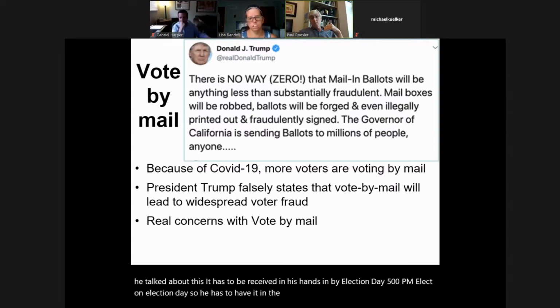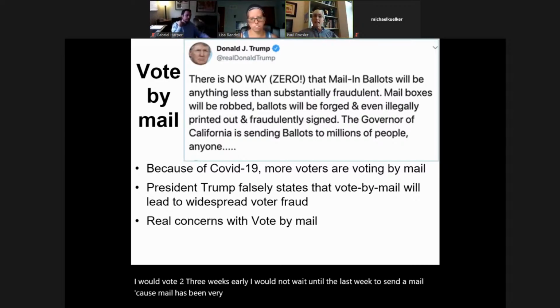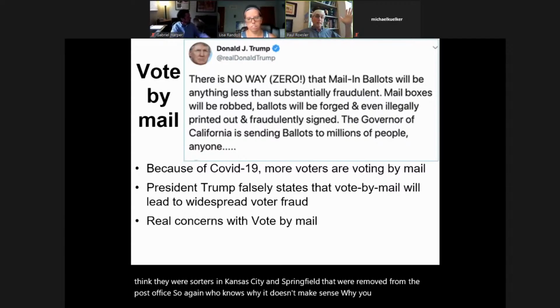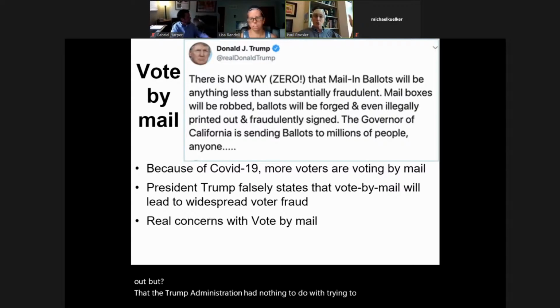So with mail slowing down, if you're going to vote by mail, I would vote 2-3 weeks early. I would not wait until the last week to send a mail, because mail has been very erratic since we had these machines. I think there were sorters in Kansas City and Springfield that were removed from the post office. So again, who knows why? It doesn't make sense why you would take those out, but the Trump administration said it had nothing to do with trying to slow down mail, but it certainly seems like it would slow down mail.